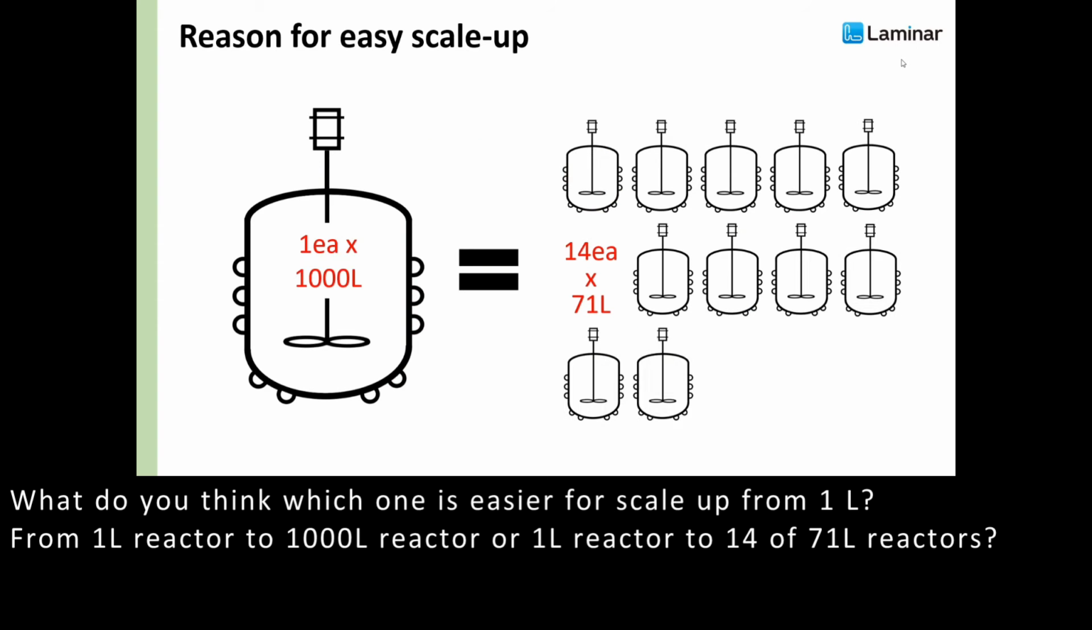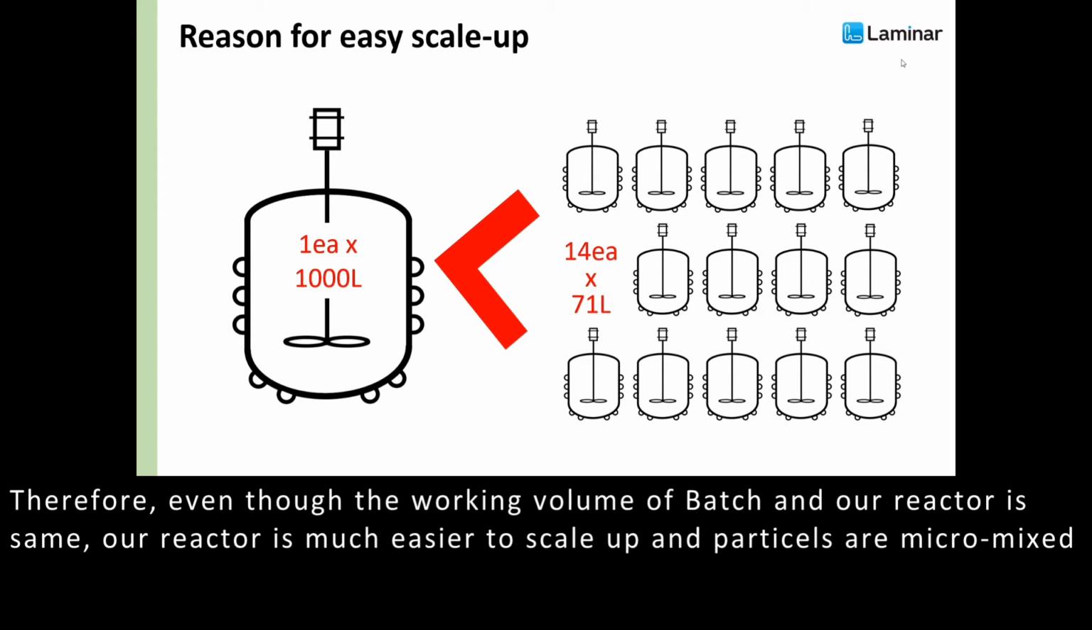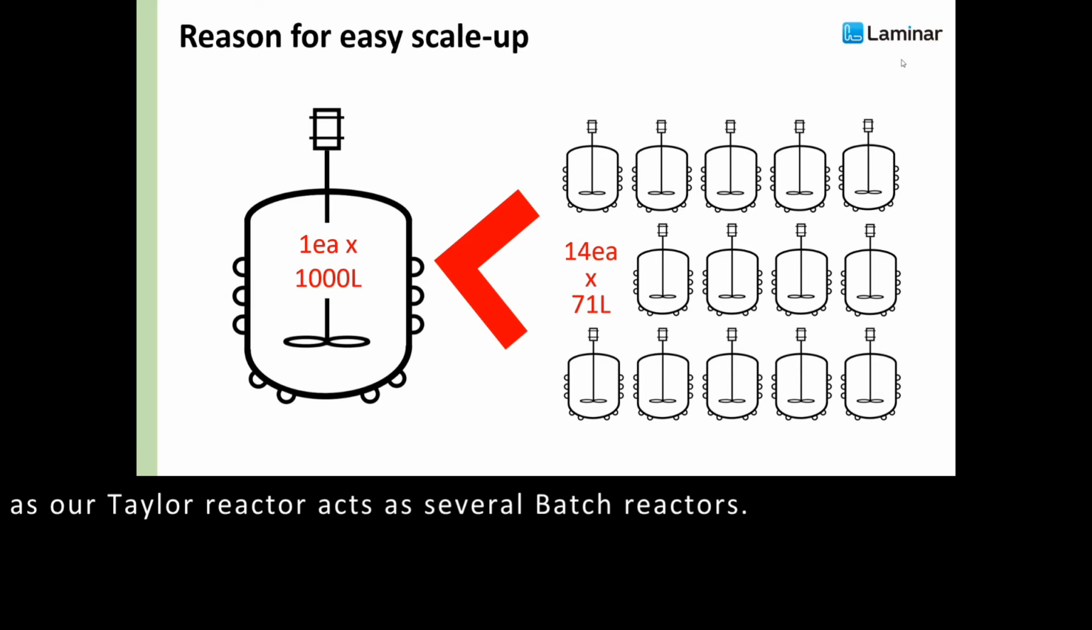What do you think, which one is easier for scale up from 1 liter? Like from 1 liter to 1000 liter reactor, or 1 liter reactor to 14 of 71 liter reactors? Of course, the latter one, 14 reactors, would be much easier. Therefore, even though the working volume of batch reactor and our LCTR reactor is same, our LCTR reactor is much easier to scale up, and particles are micro-mixed as our Taylor reactors act as several batch reactors.